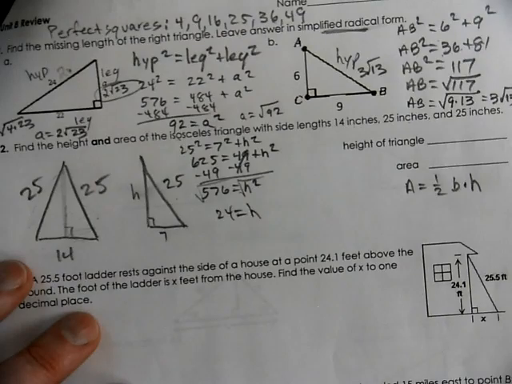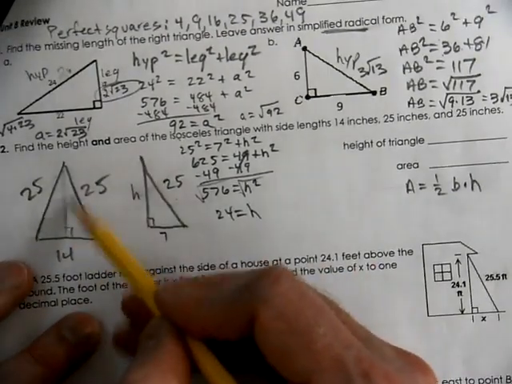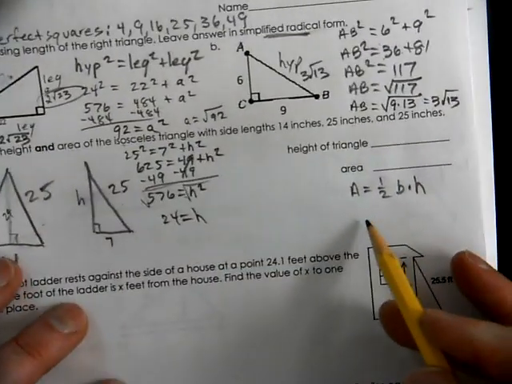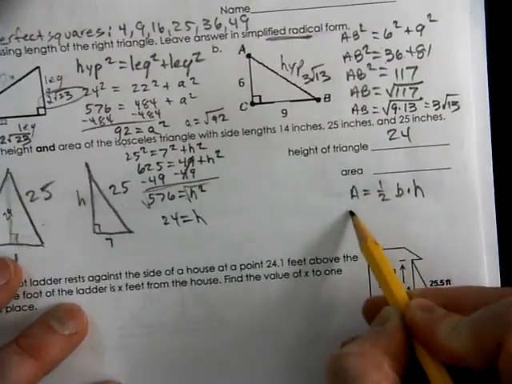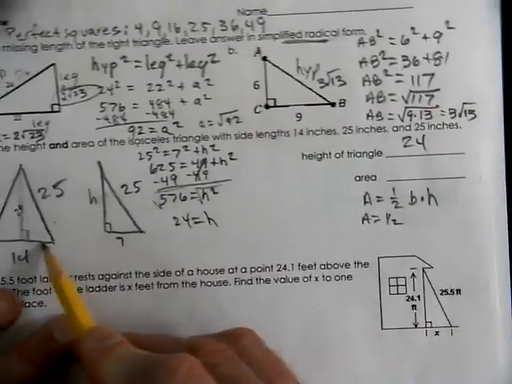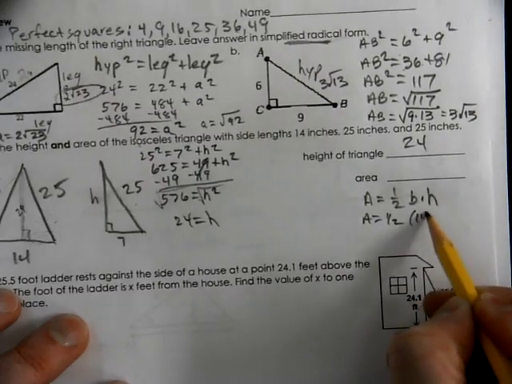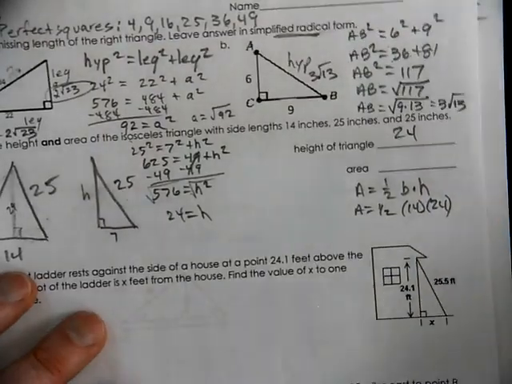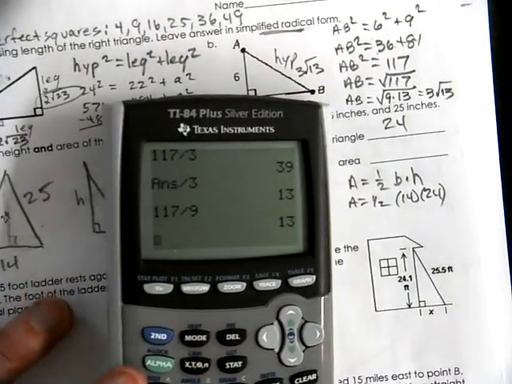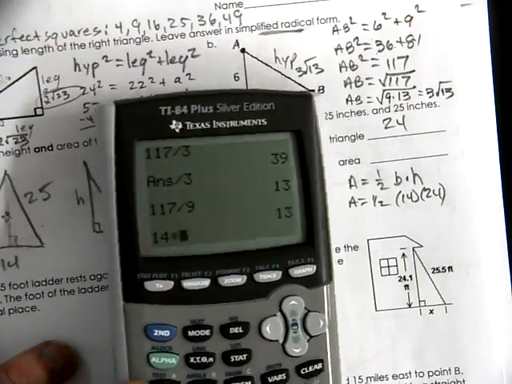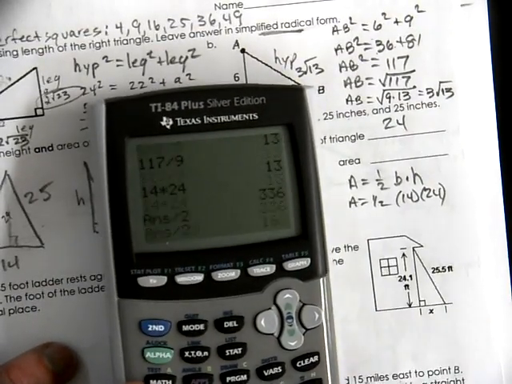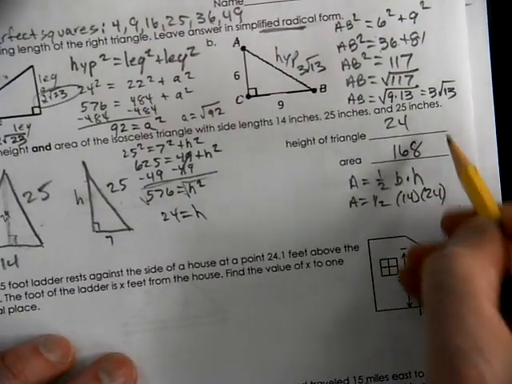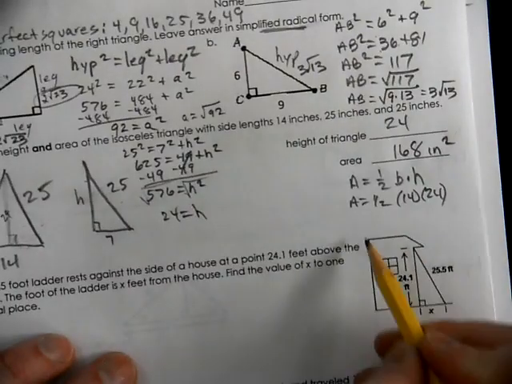So you know you're missing height is 24. That's up and down. So your height is 24. Your area is going to be half of the base, which is 14, and the height, which is 24. You can take half of either one of those, it doesn't matter. Or you can just say 14 times 24 divided by 2, and we took half of it. 168, and those are square inches.